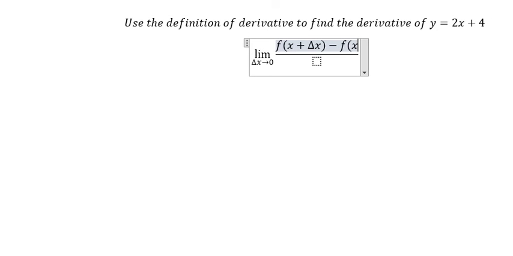The topic today is about the definition of derivative. So now I will show you how to answer. We can use the limit as delta x approaches 0. So we have f of x plus delta x minus f of x, over delta x.